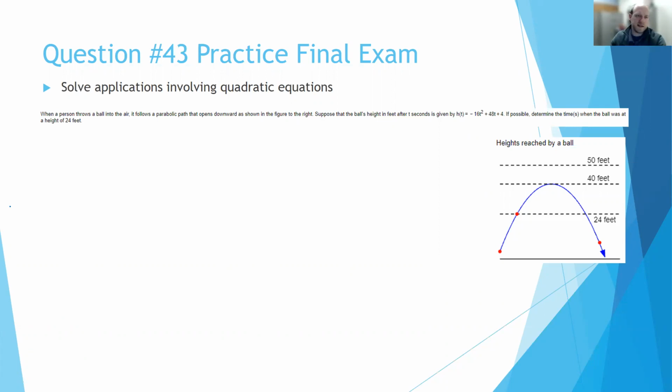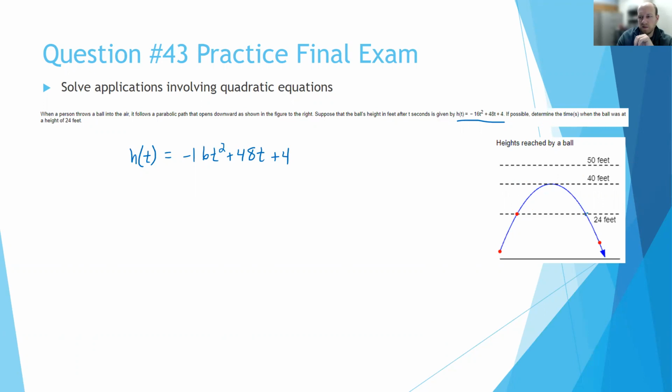When a person throws a ball in the air, it follows a parabolic path. So it's a parabola that opens downward as shown in this figure. Suppose the ball's height in feet after t seconds is given by this formula: the height after t seconds is equal to -16t squared plus 48t plus 4. If possible, determine the times when the ball was at a height of 24 feet.